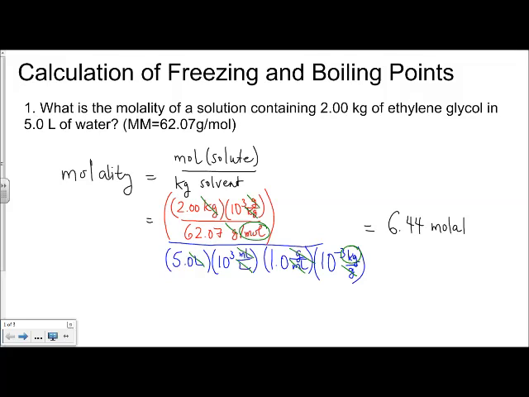Check the significant figures. We know that we have 5.0 liters of water. That's only 2 sig figs, so we should come up with a final answer with 2 sig figs. So we round off our answer and are left with 2 significant figures.